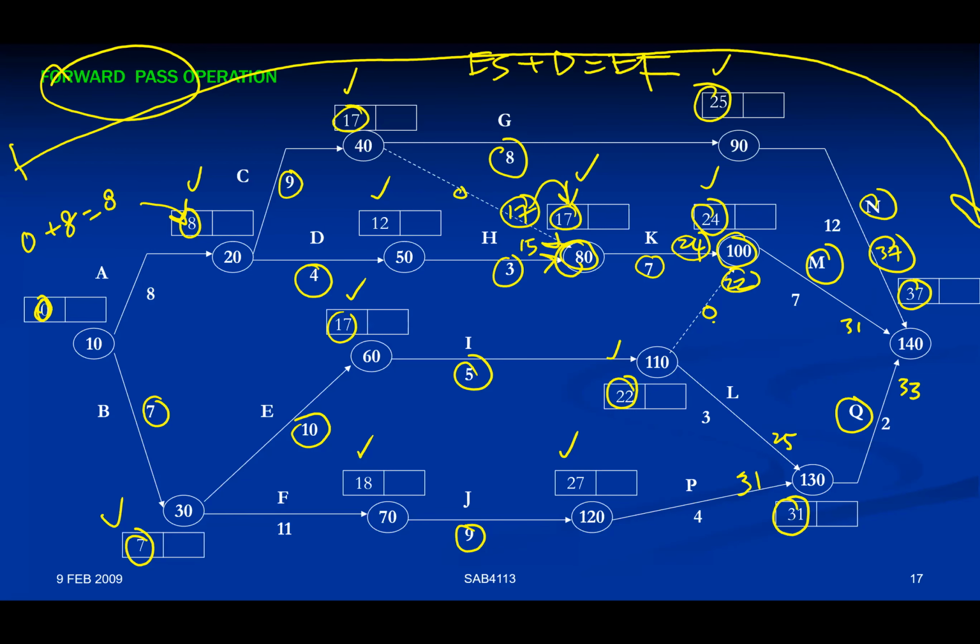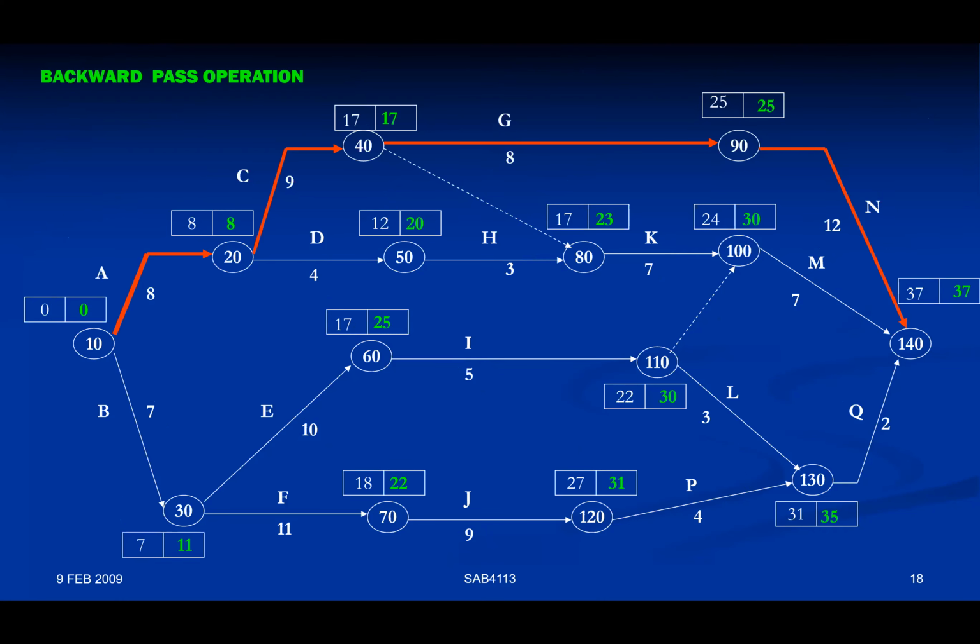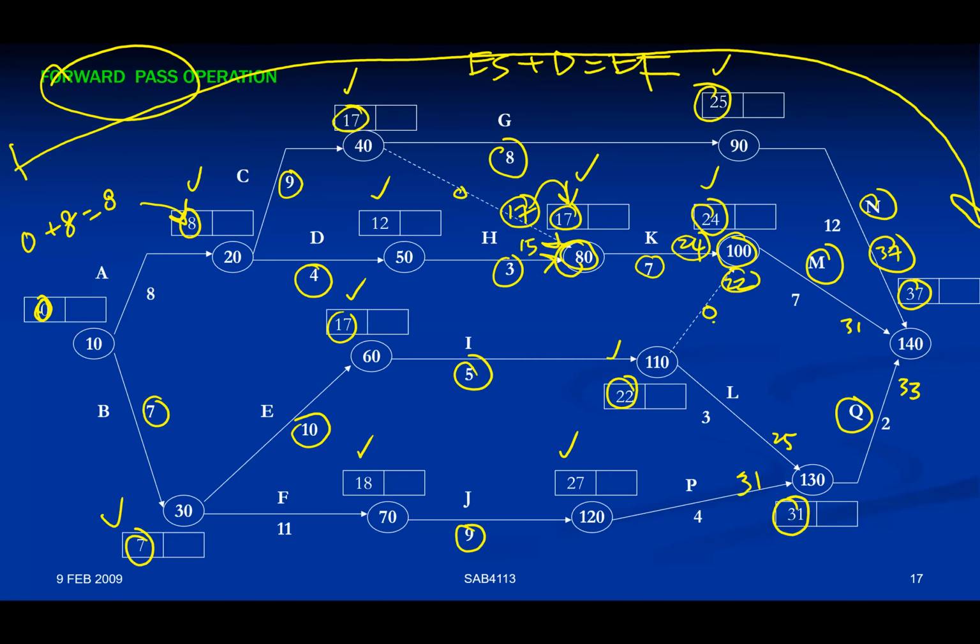Okay, so next is basically the backward pass. The backward pass, you notice that, before I forget, when you do the backward pass, you can basically answer two questions. Early start and early finish, for sure, you will know. You can answer one, which is basically the overall project duration. Then you can also answer, you know what? The free float. You can answer free float. Okay, how do you answer free float?